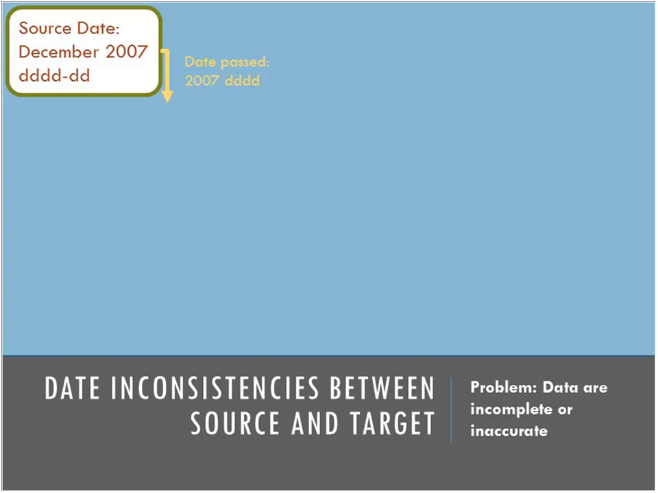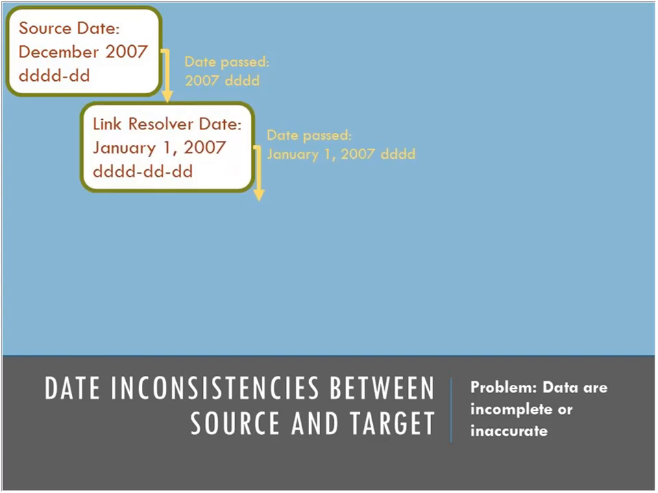NISO's open URL quality metrics working group, which works with IOTA, defines metrics and defines date in a number of ways. In this example, the date given in the source was in the form of a month and year, December 2007. Unfortunately, when the source passed this information to our link resolver, they passed it just as 2007, and so we lost that extra bit of metadata, that month.